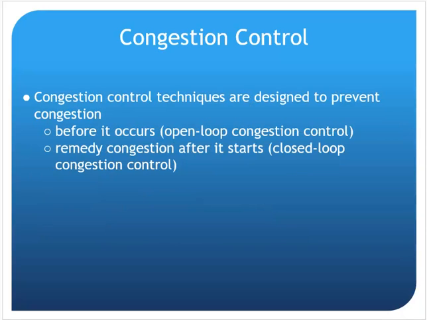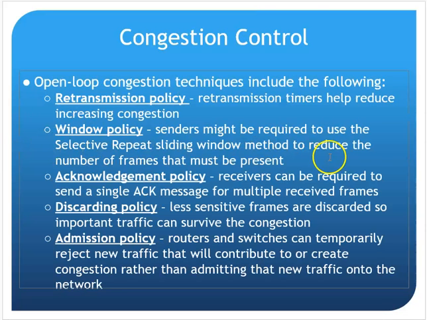Another way that can be done is through congestion control. Here you can configure links where we have forward congestion and reverse congestion, to make sure we're not overwhelming a link, if you will. With congestion control, we have open loop, which acts before congestion occurs, or closed loop, which is the remedy after the congestion actually starts. There are different things that can be done: retransmission policies, window policies, acknowledgement policies, discard policy, etc. These are things that can be done to, again, minimize the amount of traffic going across a link to an entity.